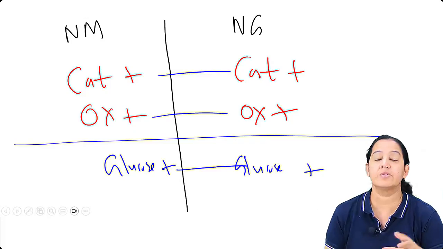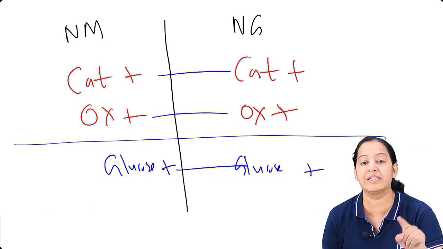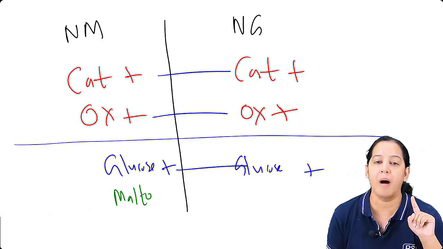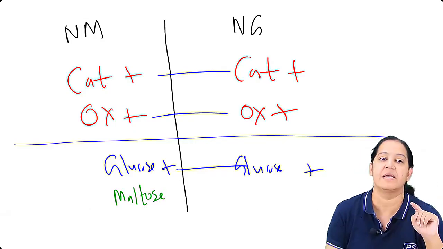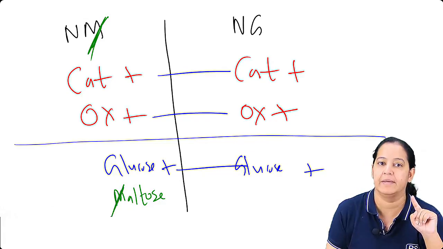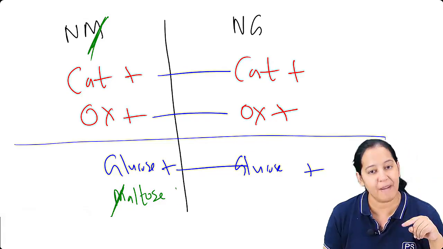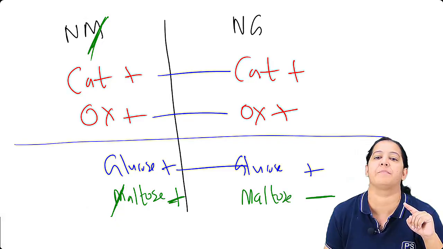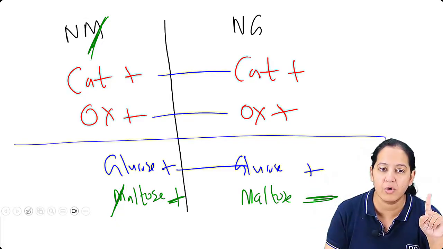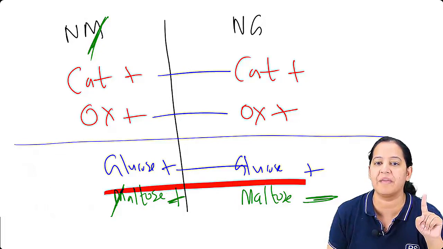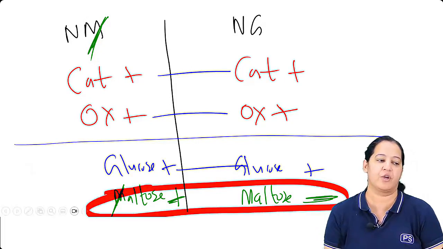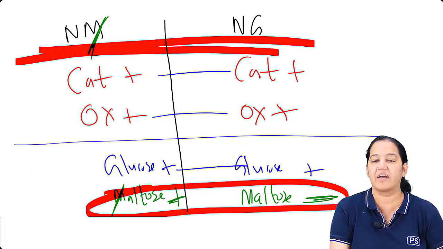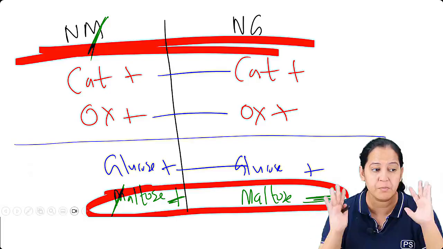There is one more sugar, known as maltose, and that will make a difference. M for M. Meningitidis ferments maltose. Gonorrhoeae does not ferment maltose. So it is maltose that can differentiate the two. It's a PYQ, a hundred times repeated PYQ. So the two types of Neisseria can be differentiated based on maltose.